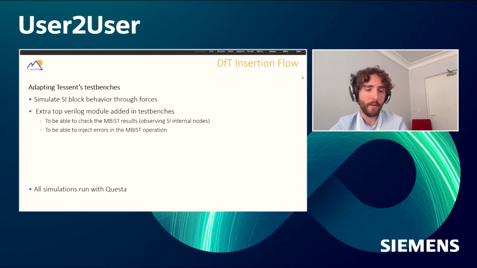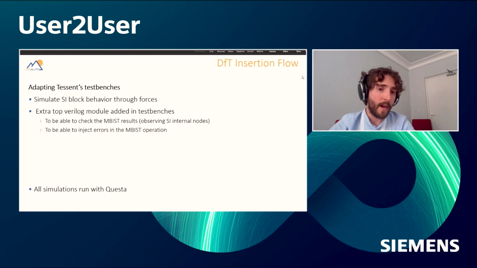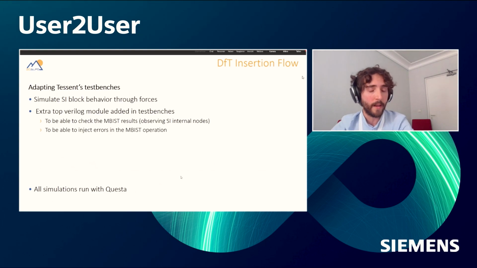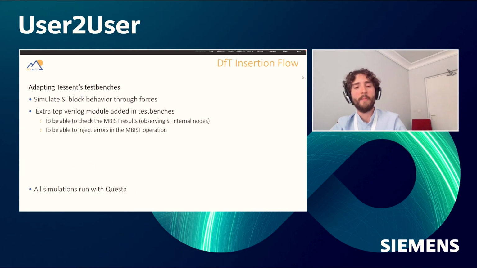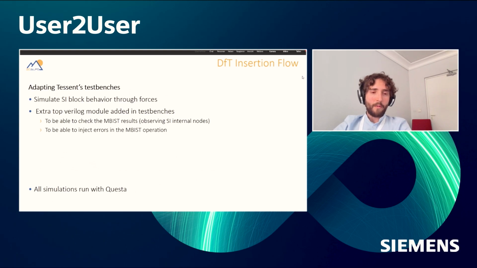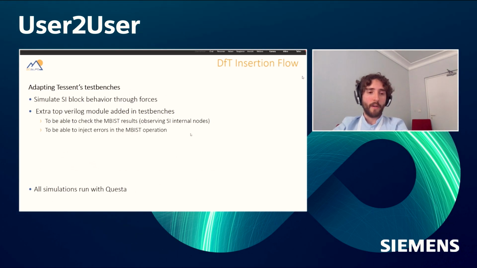That's more for the manipulation of the design. Just a tiny example. Later on, regarding the test benches, because we didn't have the JTAG interface anymore, it wasn't possible to use a standard Tessent test bench to interact with the circuit. So the idea that we did here was a really simple approach: to emulate the behavior of our circuit interface block through simulation forces.